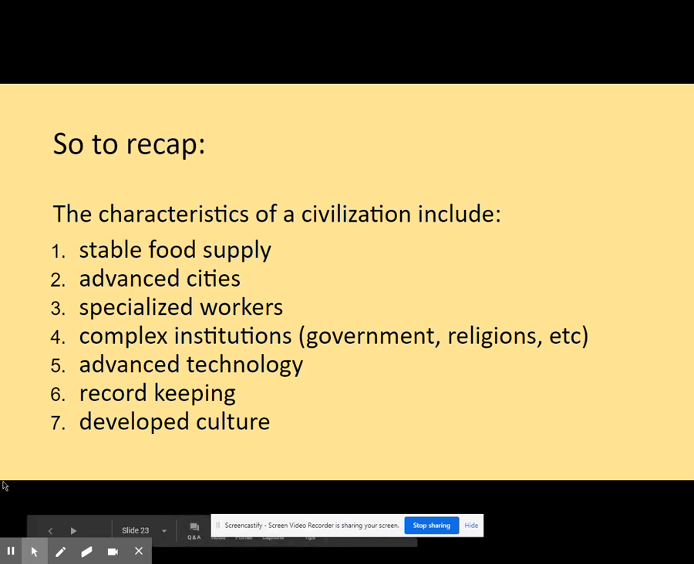And it's very important that we know these so when we look at the civilizations that we learn about, we know that all of these aspects are going in and it really is showing that the people are developing and doing more with their lives than just what they were doing as farming villages.